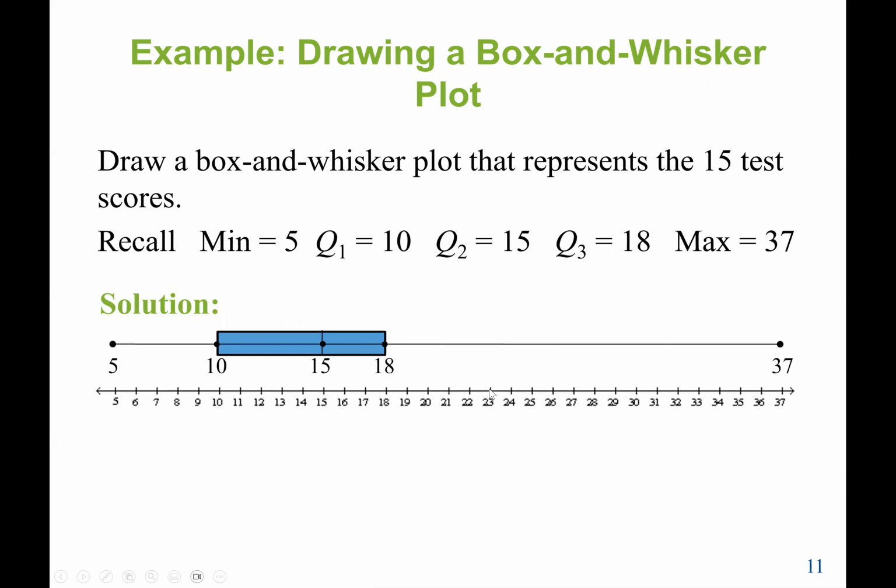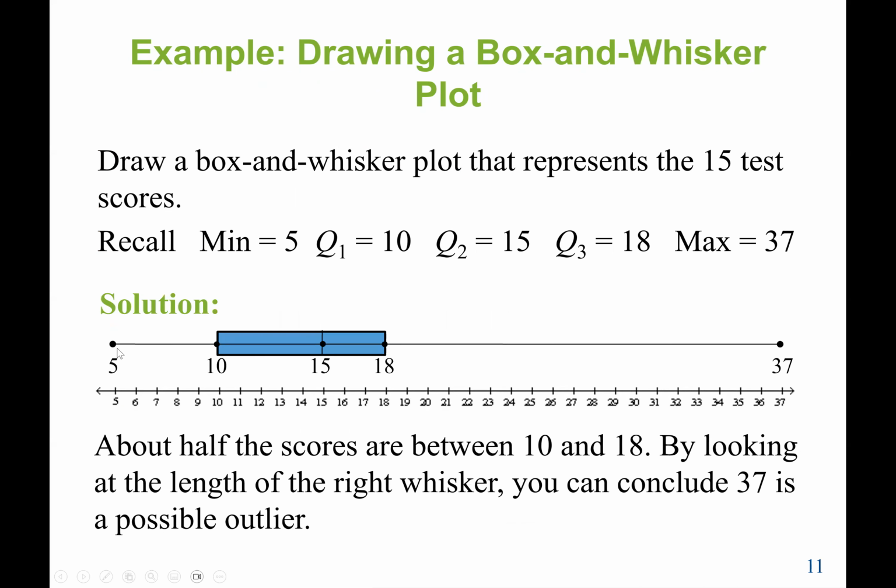So we can plot again a horizontal line. We get our 5, we get our 37, then 10, 15, and 18. Then we draw our box from Q1 to Q3. Then we put a vertical line on the Q2.